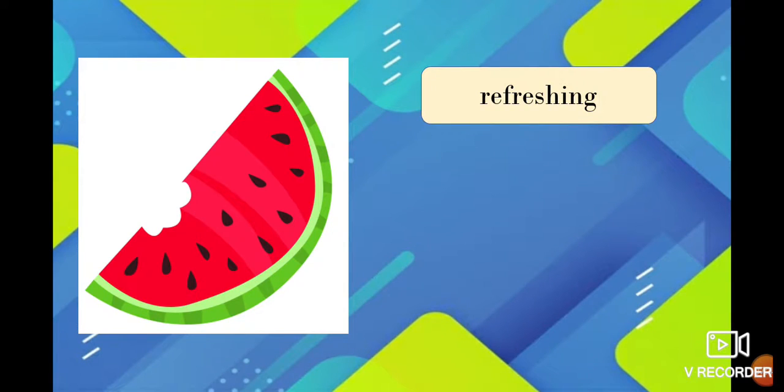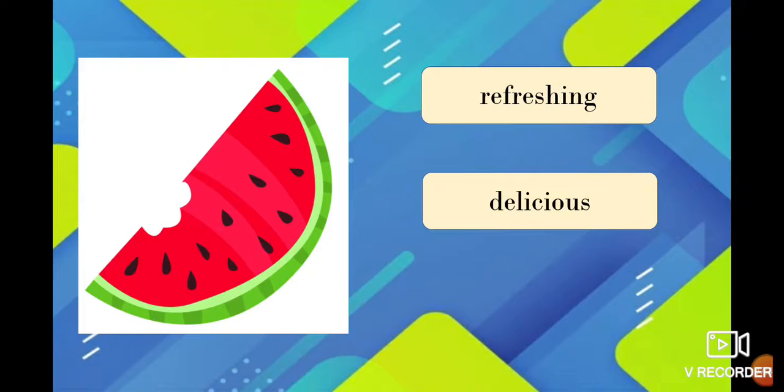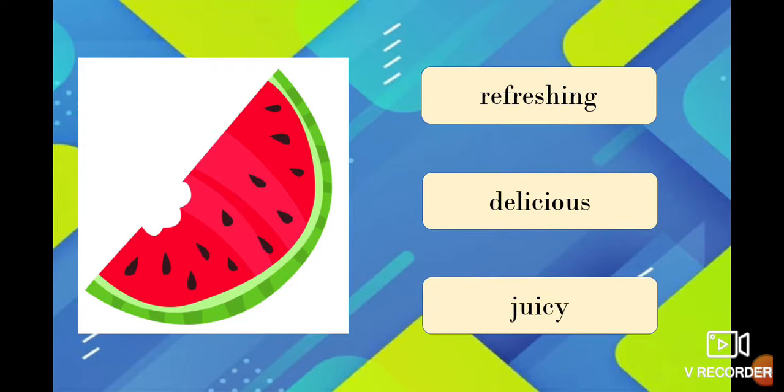Okay, now we have this picture. Okay, and we try to describe it with three adjectives. Okay, the watermelon is refreshing. Yeah. Okay, it is delicious and it is juicy. Okay, we can add different adjectives. It is red, it is fresh. Okay, it is wet.